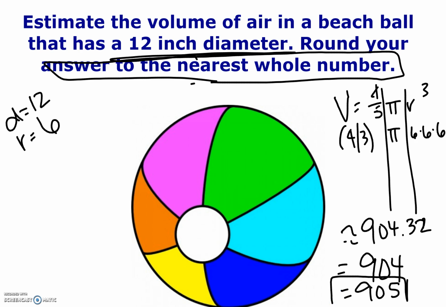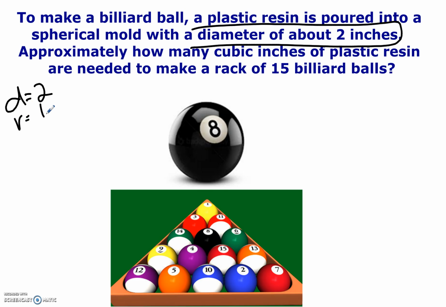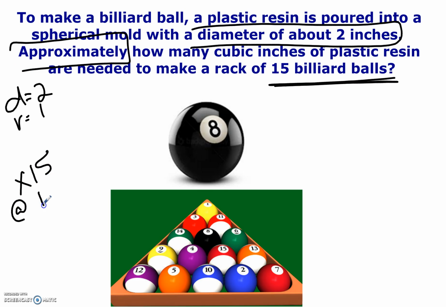All right, last example. It says to make a billiard ball, plastic resin is poured into a spherical mold with a diameter of about 2 inches. So if your diameter is 2, your radius is 1. Do you see how I'm writing my information that I'll need to solve the problem? Approximately how many cubic inches of plastic resin are needed to make a rack of 15 billiard balls? So I know I'm going to multiply by 15 at the end because I need 15 balls. So we got to find the volume of one ball.